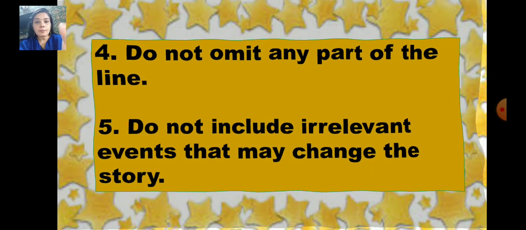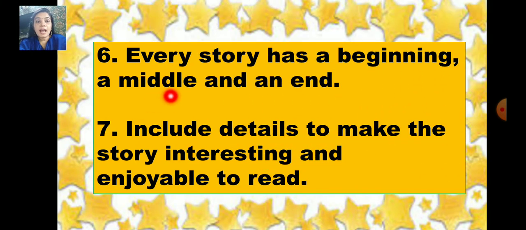Okay. And number 6 is, every story has a beginning, a middle, and an end. Number 7, include details to make the story interesting and enjoyable to read. Some funny phrases, some funny dialogues, you can add to those outline stories, which will be very enjoyable when you read your story.